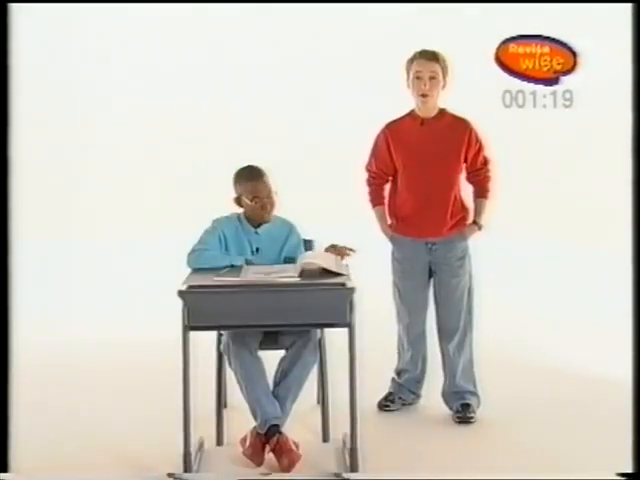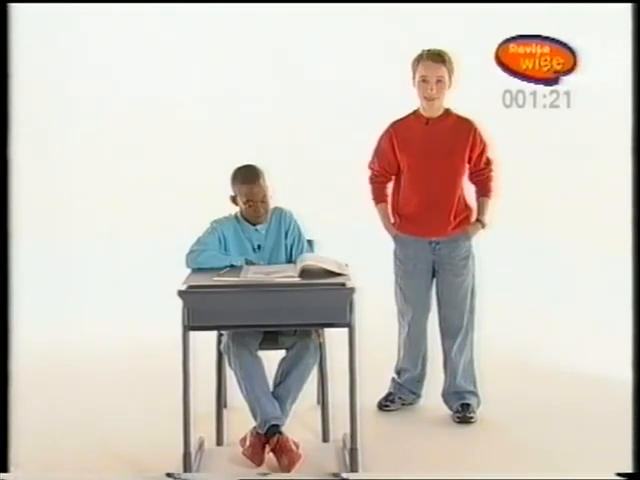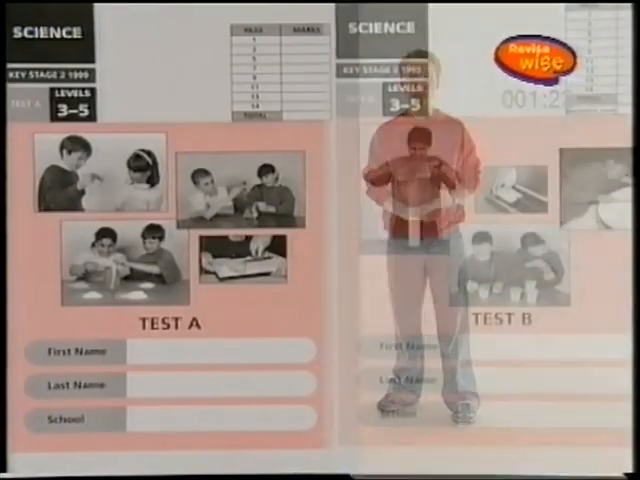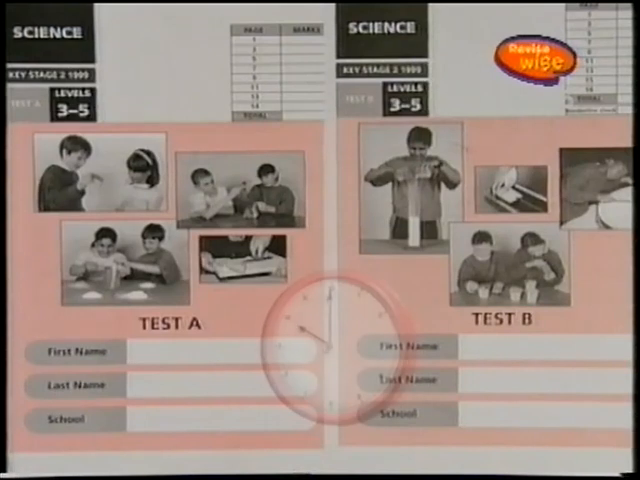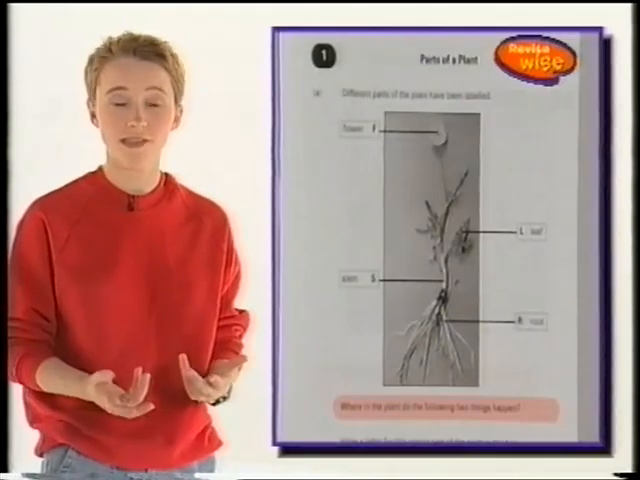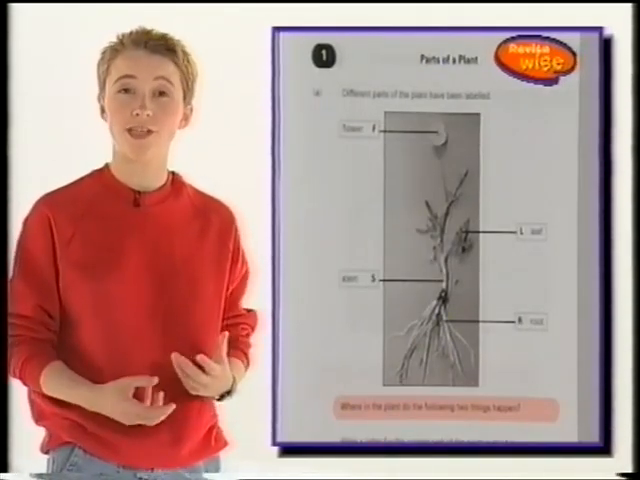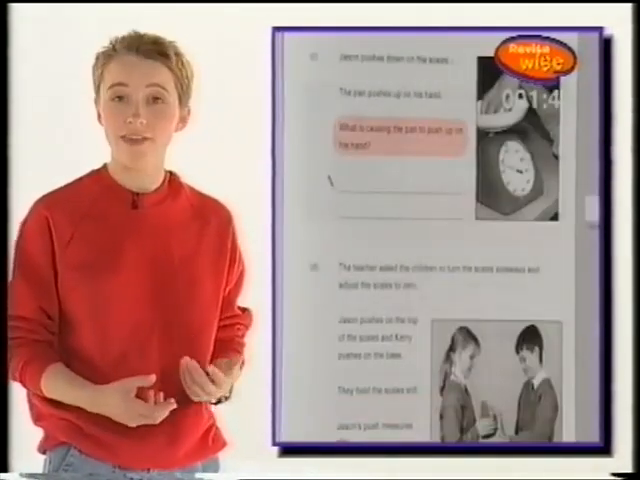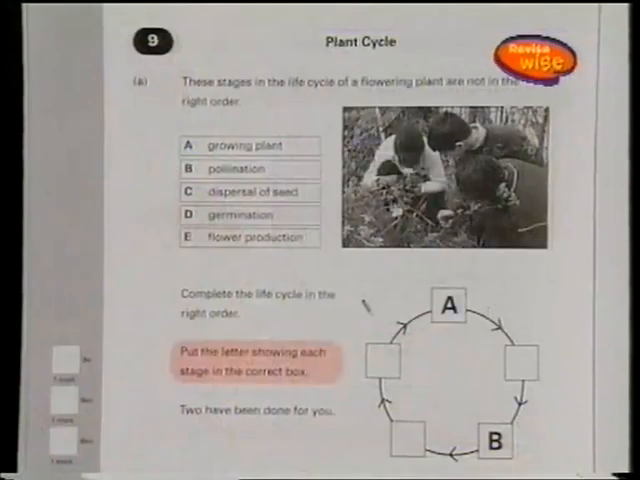So what happens when you come to do your Key Stage 2 science tests in May? During the week of the tests, you'll have two science tests, paper A and paper B. Each paper is taken on a different day and each one lasts 35 minutes. In each paper, questions on the different parts of science are all mixed up, so you could have a question about plants, followed by a question about forces, and then another question about plants.